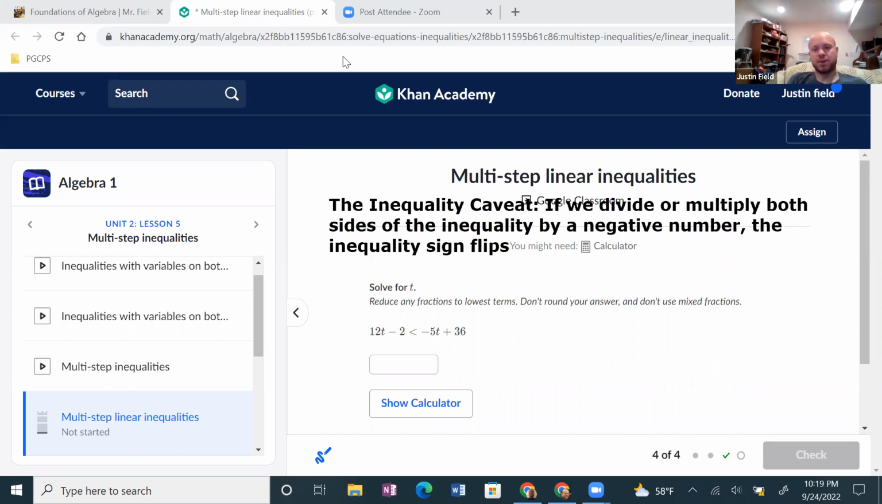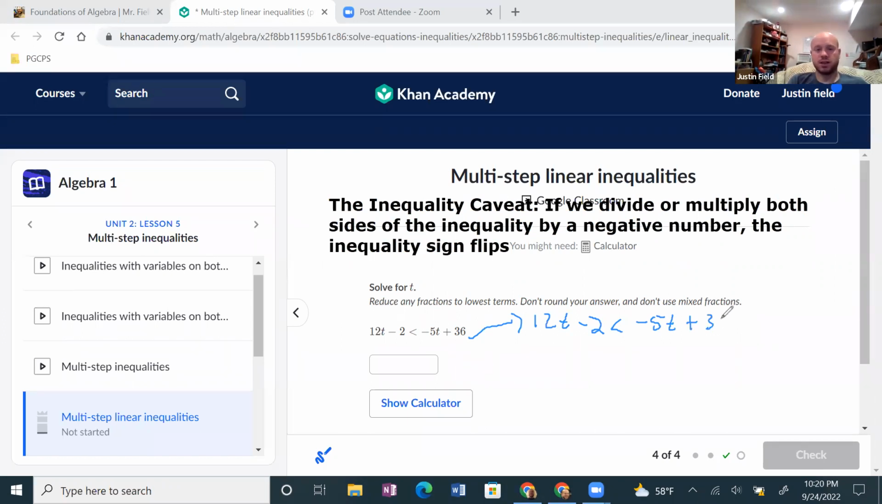So let's see if that happens in this case. I hope so. But actually, I'm seeing it's not going to happen. So this will be an example where you see it's just exactly the same as an equation. The caveat does not apply because we won't be dividing by a negative in this case.